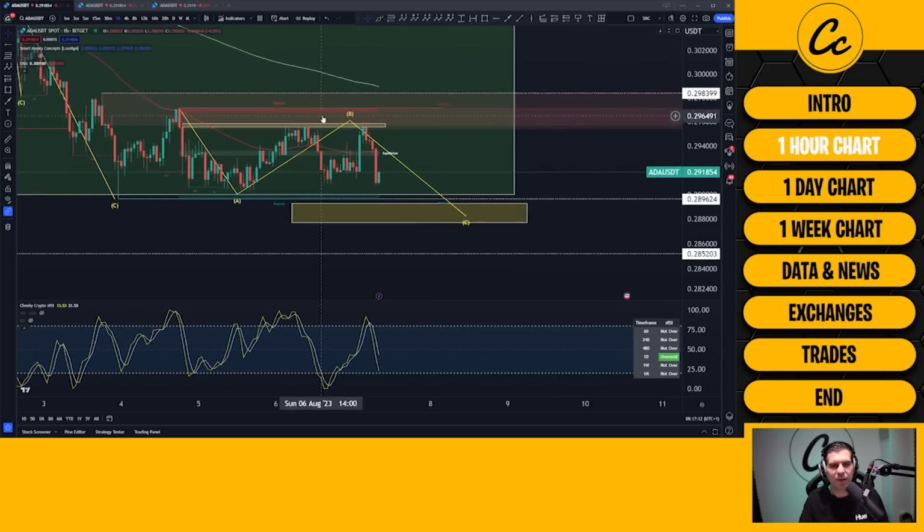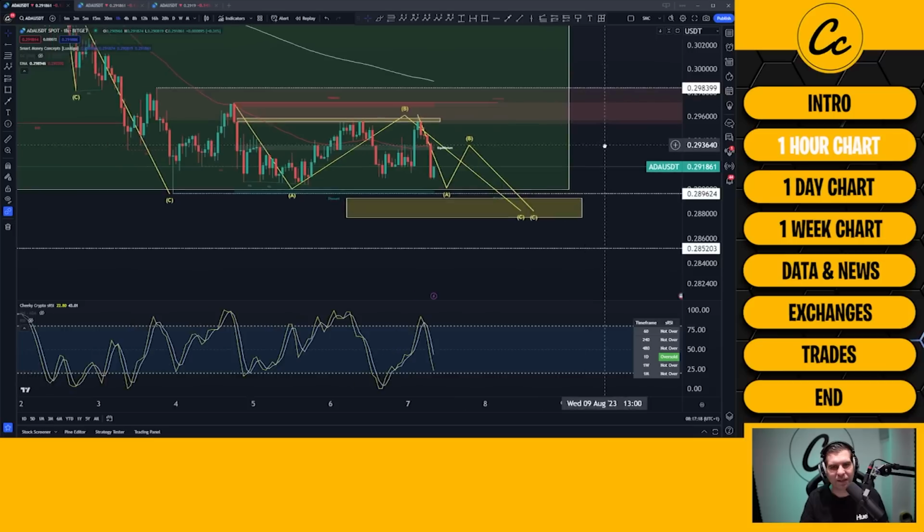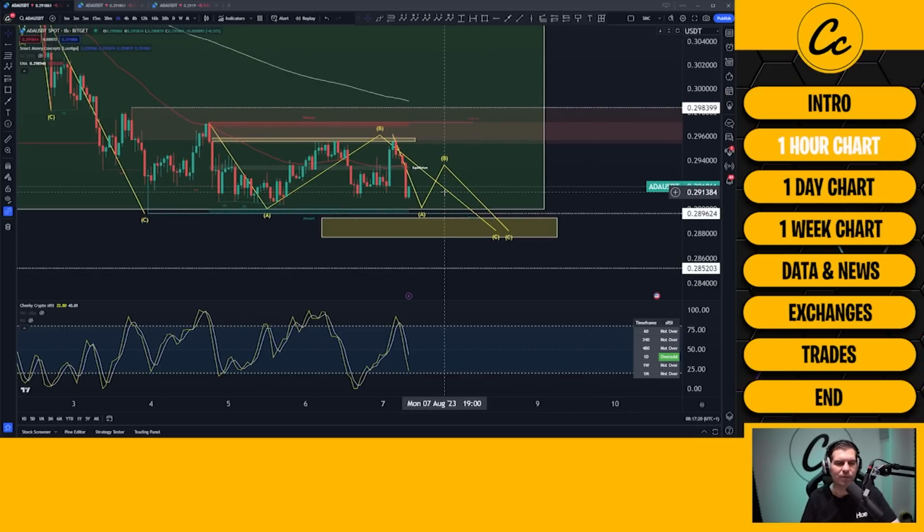It might take a little bit of time, but before we move down, I suspect that what we're going to do here is something like this. We're going to bounce up towards equilibrium and then move back down again. That's kind of where I think the 1 hour time frame sits. Let's move over and keep things rolling here onto our daily time frame.